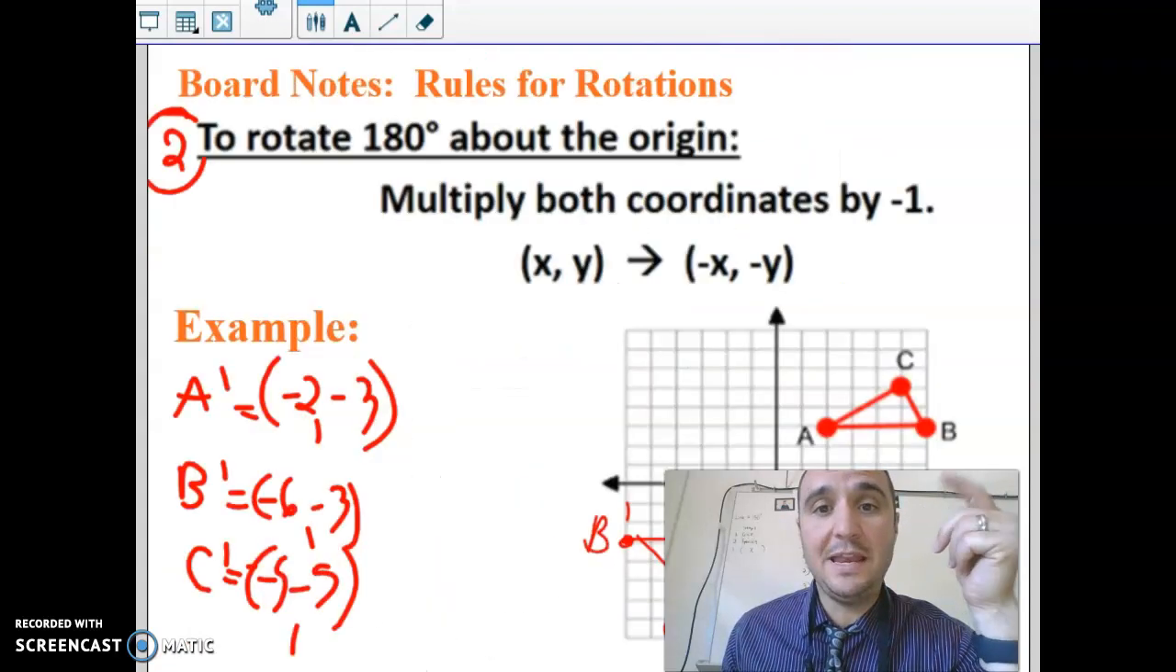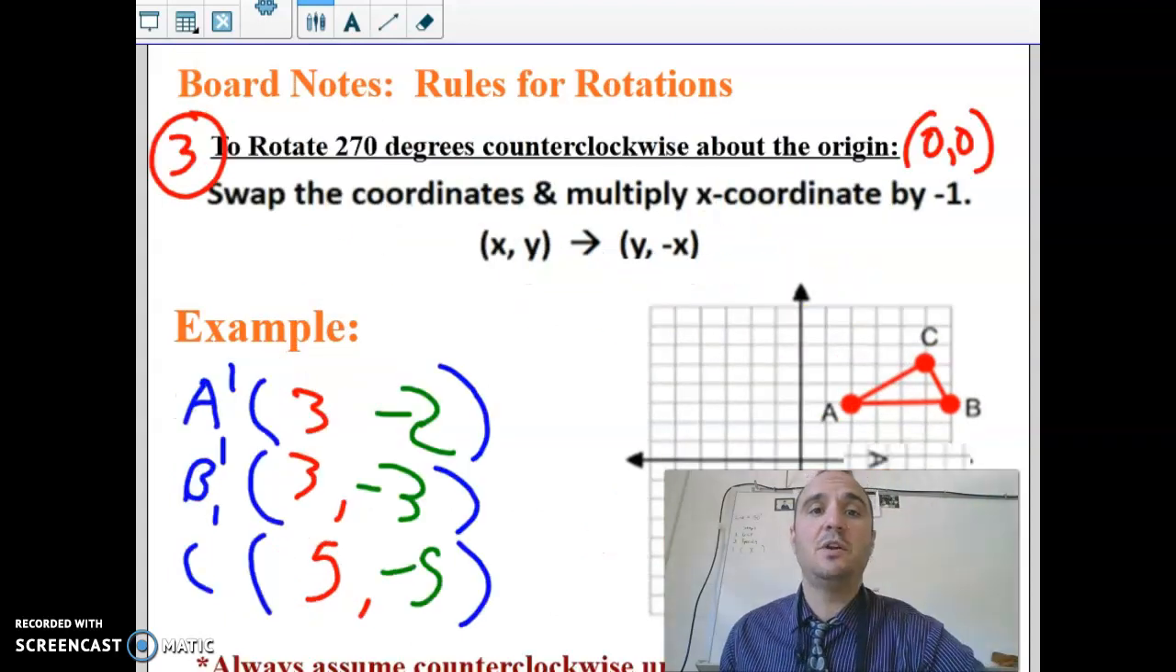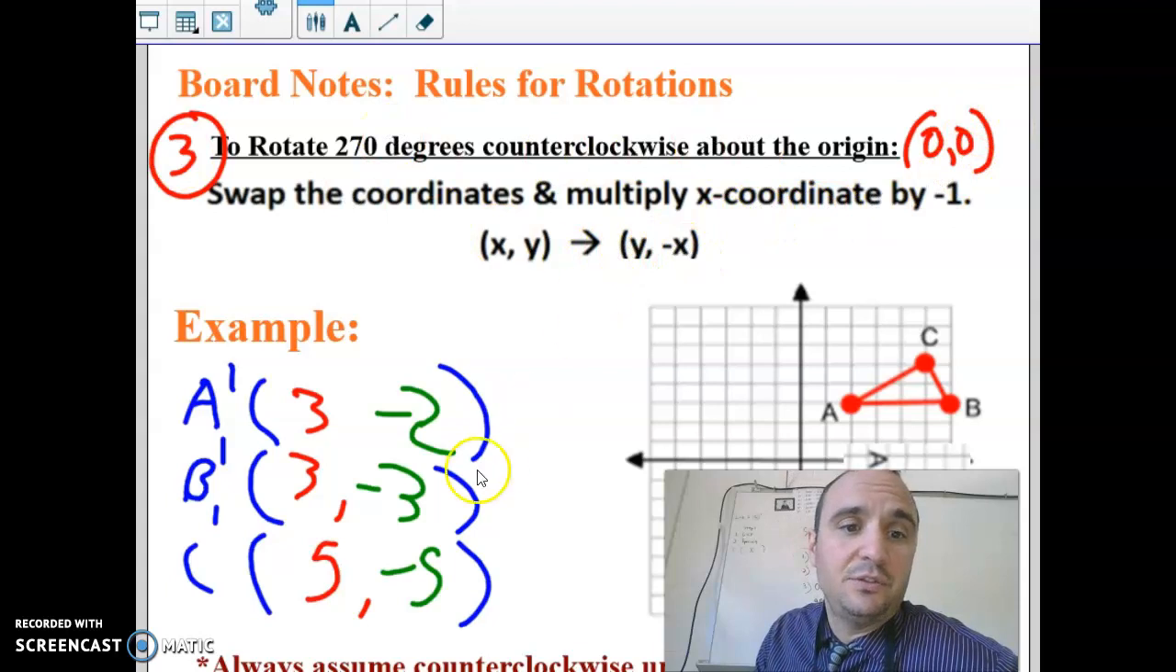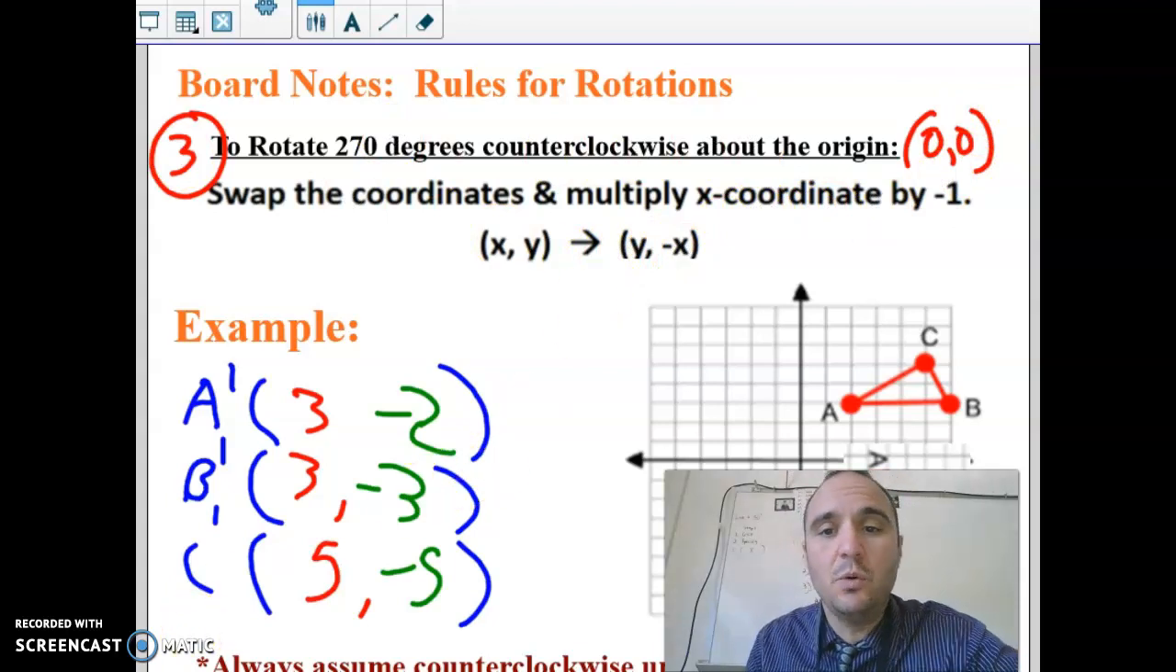And then there's 180, which is just negative x, negative y. And then there is counterclockwise 270 or clockwise 90, and that is y, negative x. Slides are just slides, they just move over, so we'll go over that more the next time.